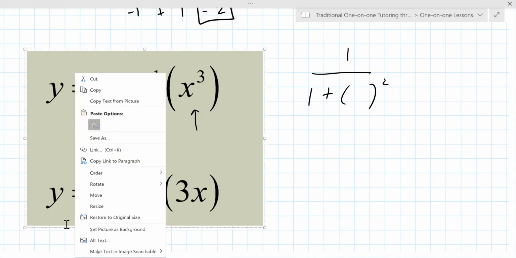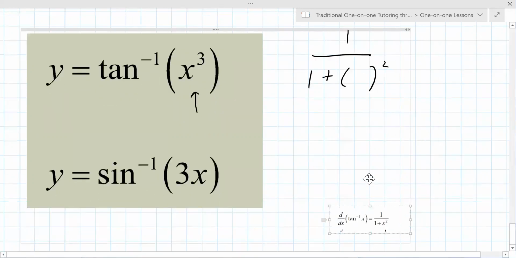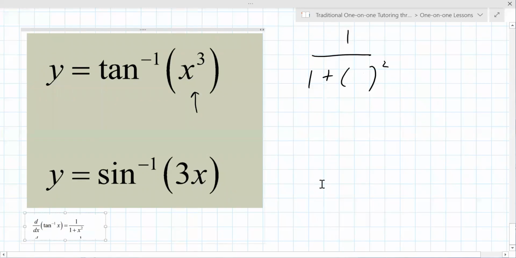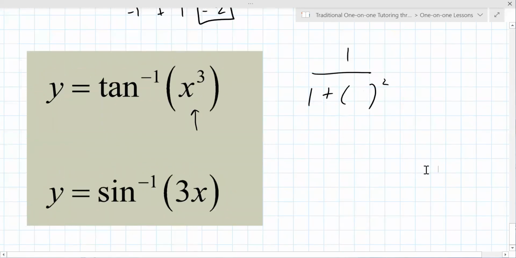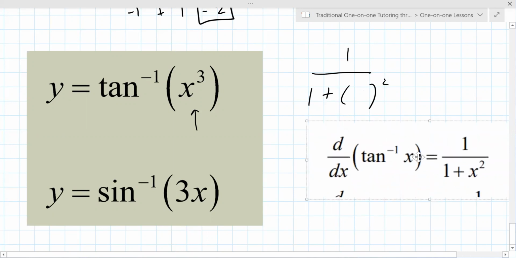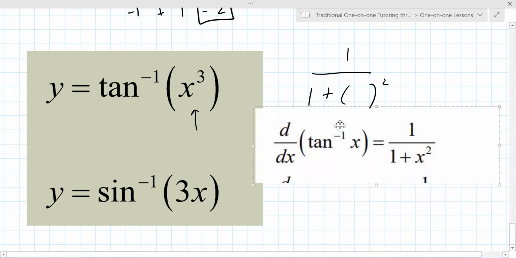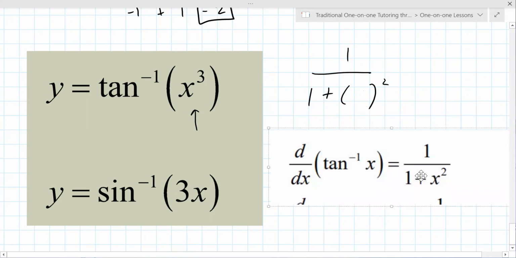So let's see here. So here it is. That's what I was trying to show you. It's 1 over 1 plus x squared, but x represents whatever's there in parentheses. Okay. So 1 over 1 plus x cubed, squared, yeah. But then you have chain rule. So what's the derivative of the inside function?